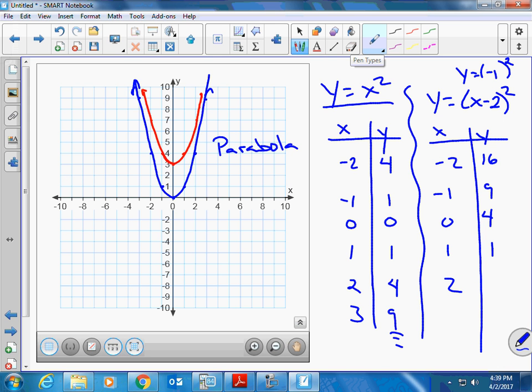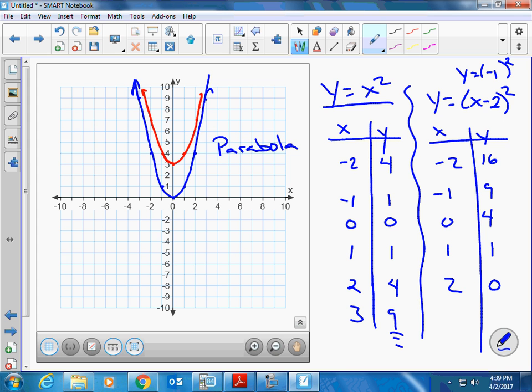Now we're definitely starting to look familiar. Plug in 2. 2 minus 2 is 0. 0 squared is not 4. 0 squared is 0. Okay, that looks familiar. I hope you're asking the same question I'm asking.